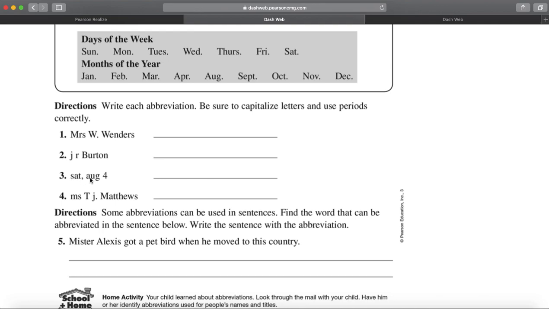This is a mistake. Why? As I said here, in number 2, I should write capital J and capital R and Burton, okay? Number 3, Saturday, comma, August 4.